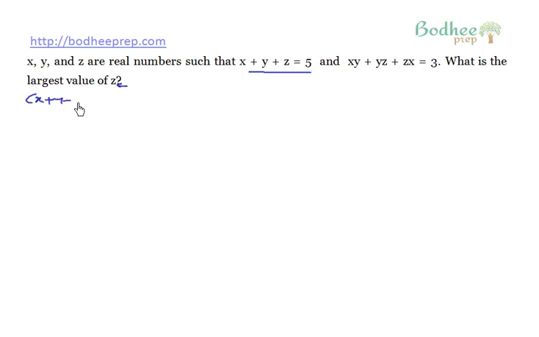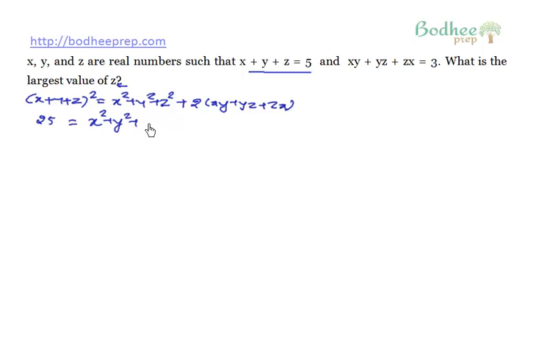that is, x plus y plus z whole square is x square plus y square plus z square plus 2 times of xy plus yz plus zx. Now putting the respective values, it will be 25. This will be x square plus y square plus z square plus 2 times of 3, or I can write that x square plus y square plus z square is 19.